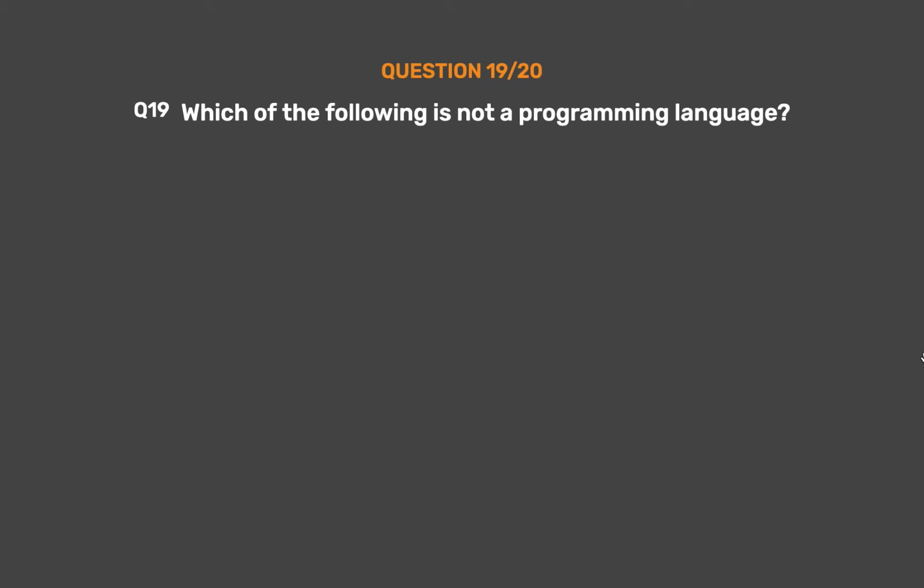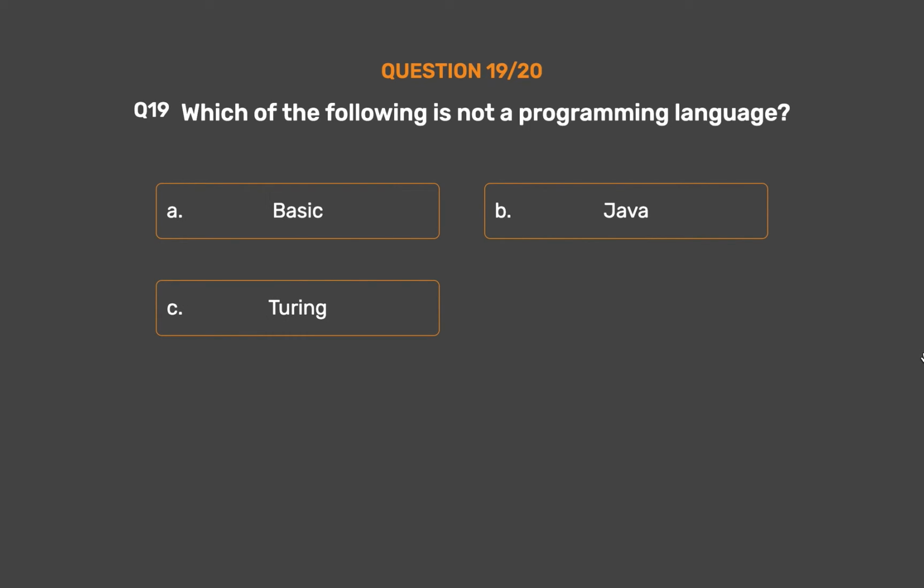Question number 19. Which of the following is not a programming language? Option A. Basic. Option B. Java. Option C. Turing. Option D. C#.